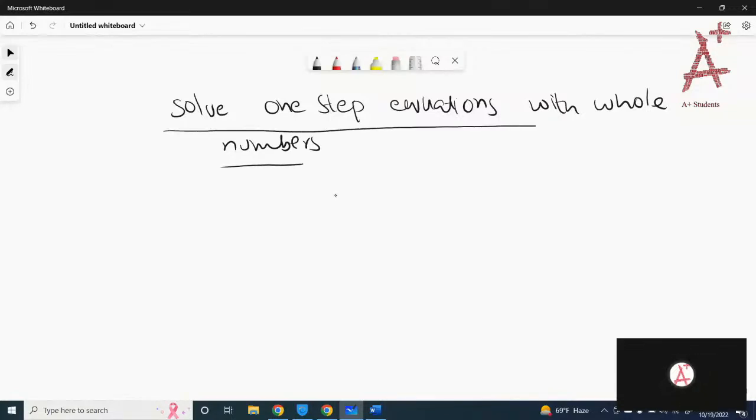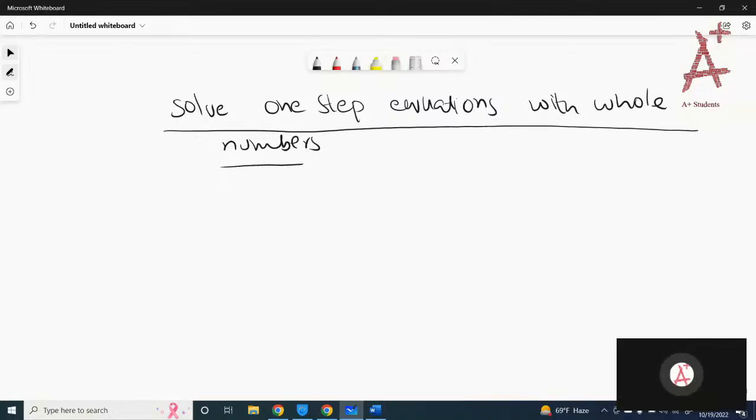Okay, let's start with the lesson. So the lesson is solve one step equations with whole numbers.